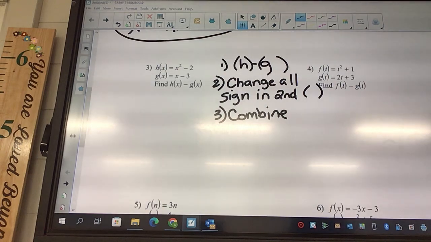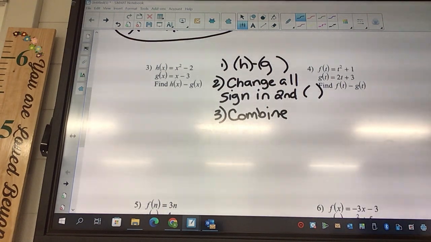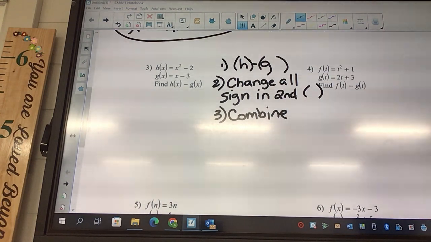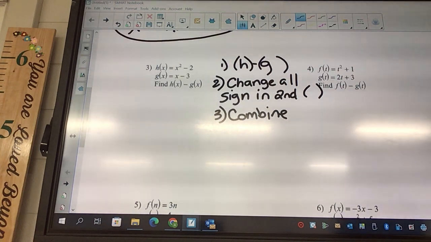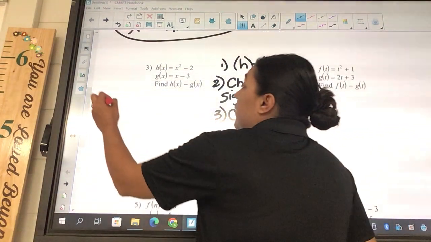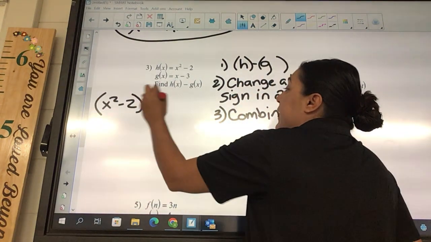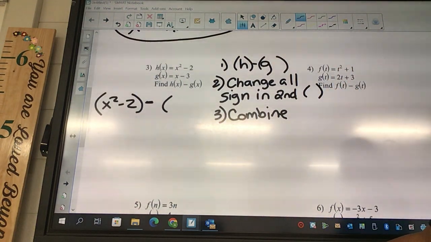Okay, so if we look at this, what is my h? It says h minus g. What's my h? X squared. Good. X squared minus 2. And then we're going to say minus g. What's my g? X minus 3.